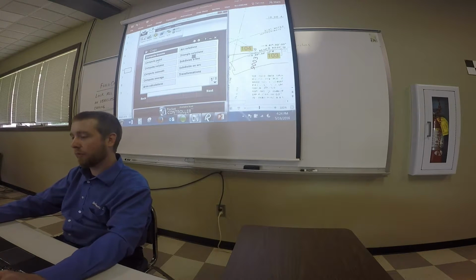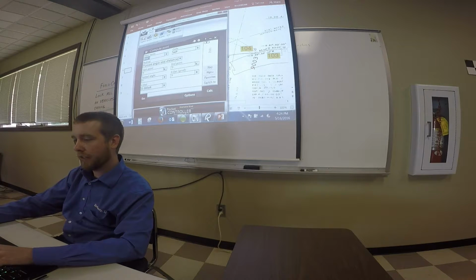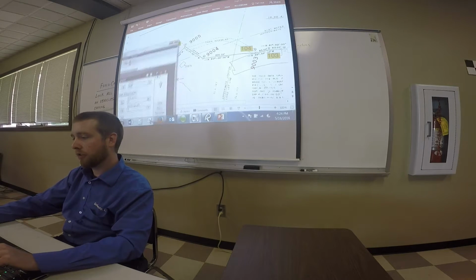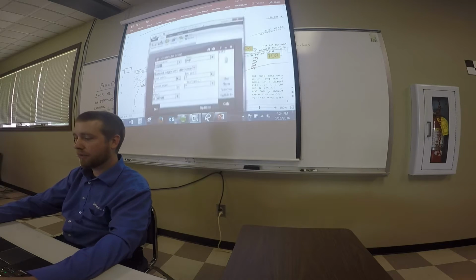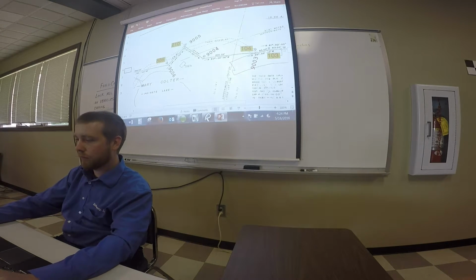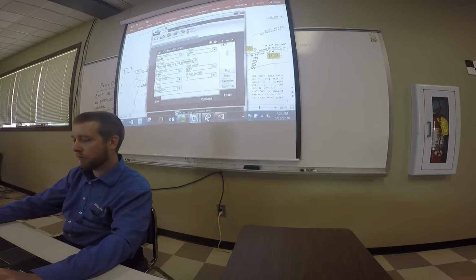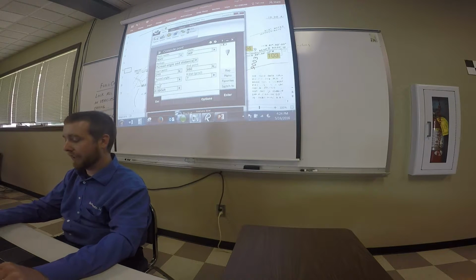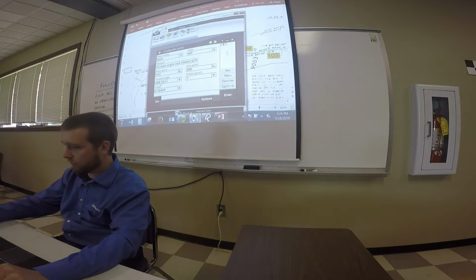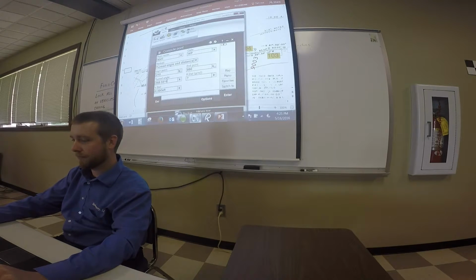Okay. Again, we'll go into compute point. We'll do this the same way. Turned angle and distance. We'll start at 210, and we'll end at 886. We'll put our angle right in this time since the data collector gave us angle right. And our horizontal distance is 157.24.